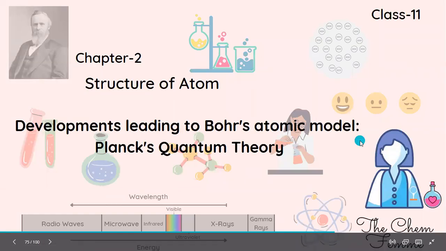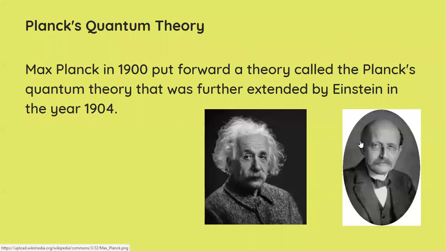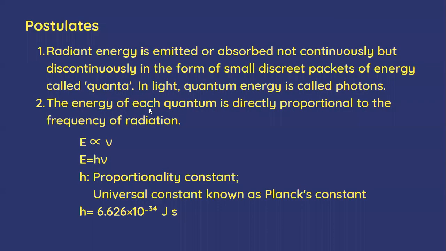According to our electromagnetic wave theory, it was unable to explain the concepts of blackbody radiation as well as the photoelectric effect. So it was Max Planck in the year 1900 who put forward the theory called Planck's quantum theory, and this was extended by Einstein in the year 1904. So there were certain postulates.